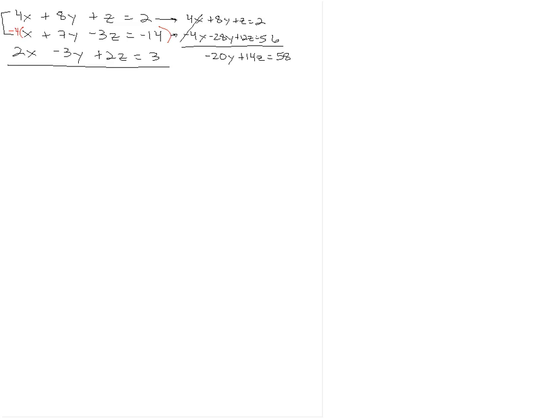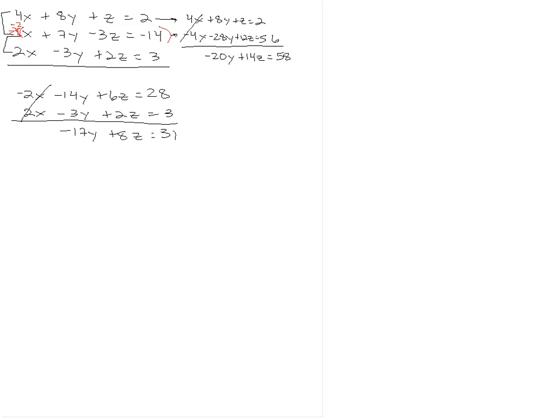Now I look at these two. How can I eliminate the x's? Well, this is a positive 2, so if this time I multiply that by negative 2, will that eliminate the x's? Sure it will. Distribute, you get negative 2x, negative 14y, positive 6z, and positive 28. And then you did nothing to the bottom one. The x's cancel out. I'm left with negative 17y plus 8z equals 31.